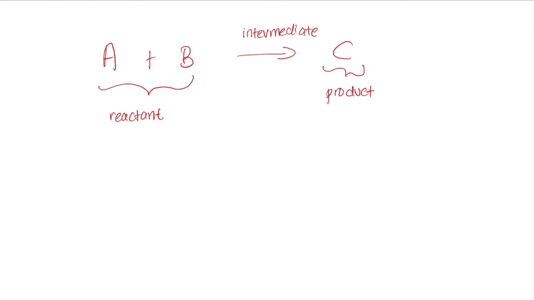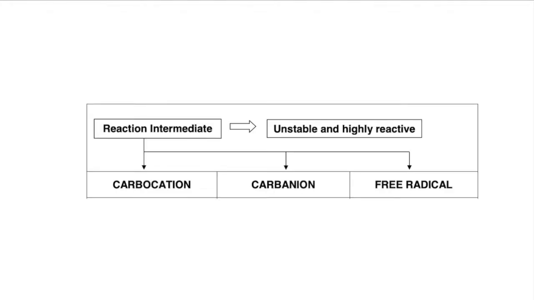It is a substance that forms after the reaction of the reactants, but before the production of the product, and it is not stable and has a short half-life. So that is intermediate. Now intermediate, like I mentioned before, is unstable and highly reactive. In organic chemistry, we have three types of reaction intermediate: carbocation, carbanion, and free radical.